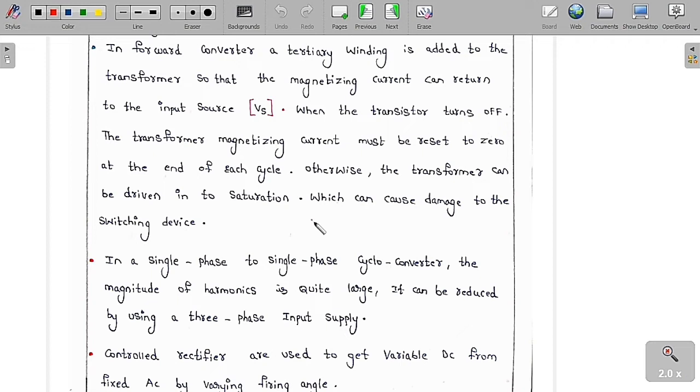In a forward converter, the tertiary winding is added to the transformer so that the magnetizing current can return to the input source Vs when the transistor turns off. The transformer magnetizing current must be reset to 0 at the end of each cycle. So at the end of each cycle, we need to make the magnetizing current of the transformer 0. Otherwise, the transformer can get into saturation and it can damage the switching device.